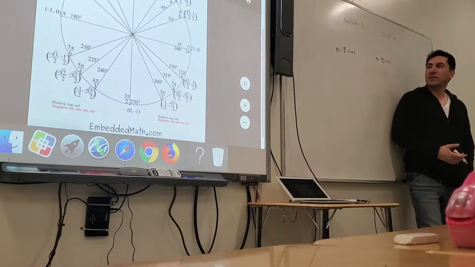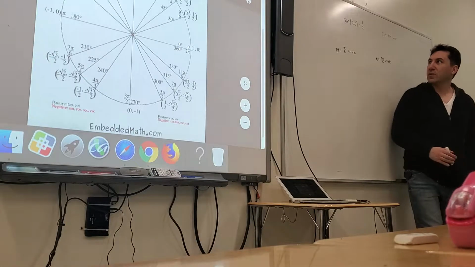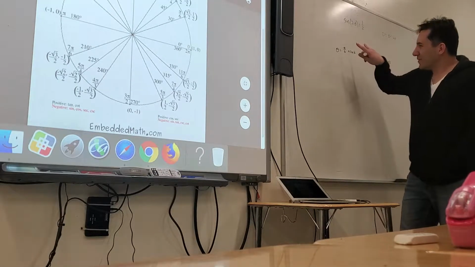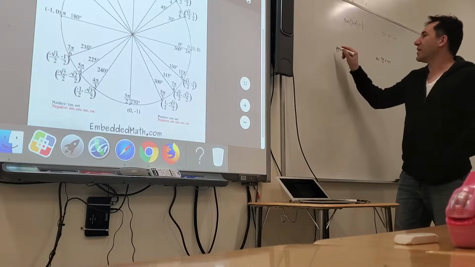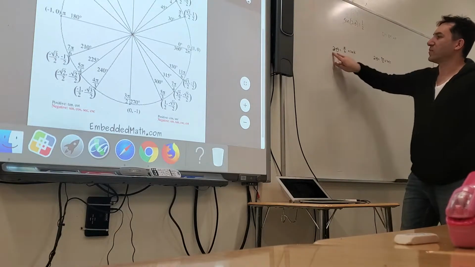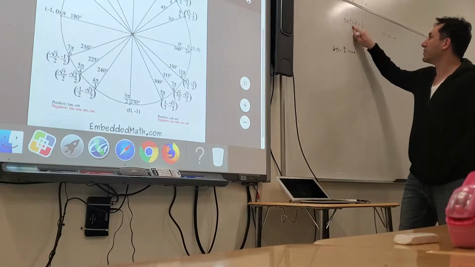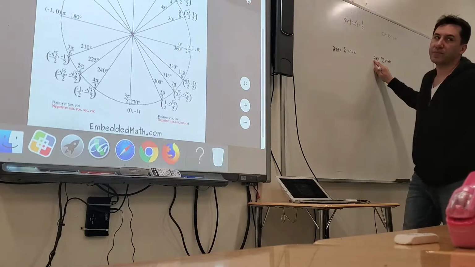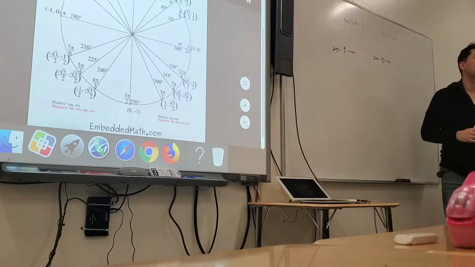So if we want to get sine of 2 theta, instead of writing just theta here, we'll put the 2 there. Basically, whatever is here, you're going to put over here. That's the easiest way to do it.